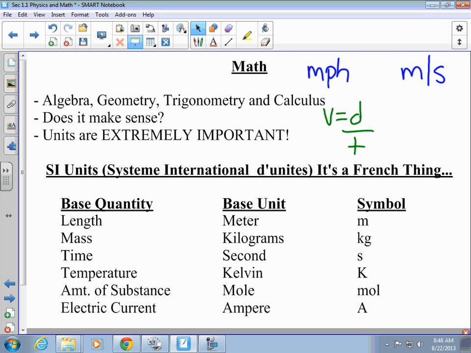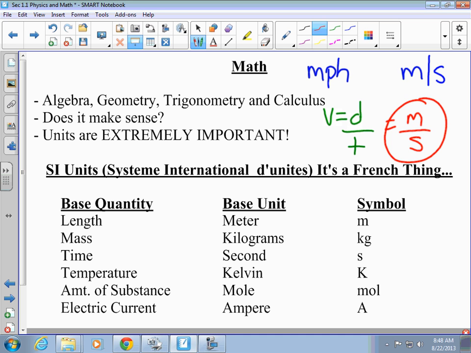The unit for distance is meters. The unit for time is seconds. And that is how we get meters per second. Now, it'll get a lot more complicated when we're throwing in 3 or 4 or 5 or 6 different base units all at once, but this is how we derive all of our units. So length is meters, mass is kilograms, time is seconds. That should be basically review.